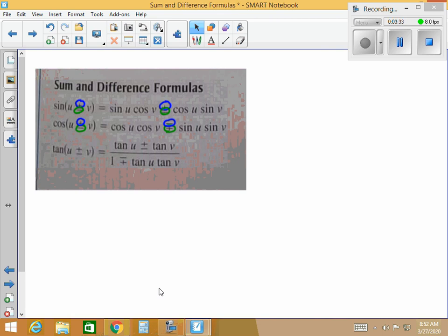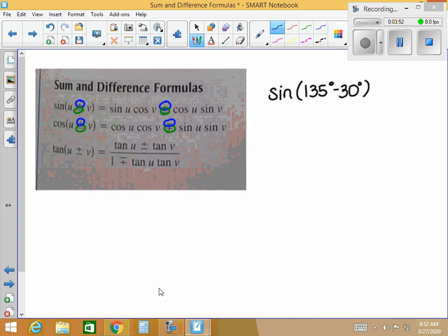So what that allows us to do is practice, practice, practice. If I have something like the sine of 135 degrees minus 30 degrees, of course I could write that as sine of 105 degrees on my paper, but the author is helping us out and saying, hey, look, I can write it as the difference of these two angles, and I know things about these angles. 135 has a 45-degree reference angle, and 30 is 30.